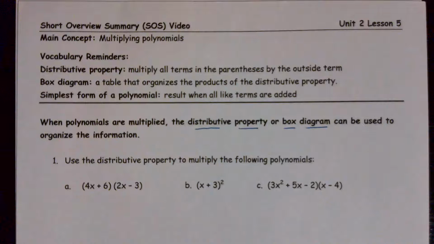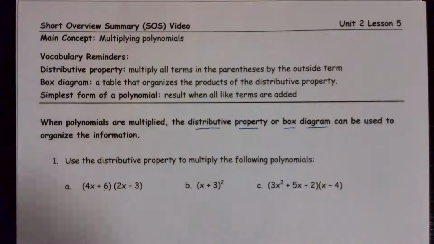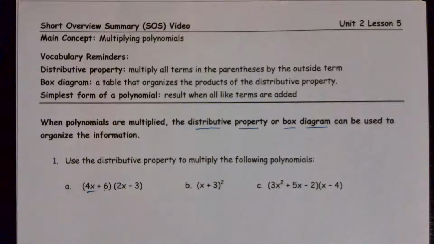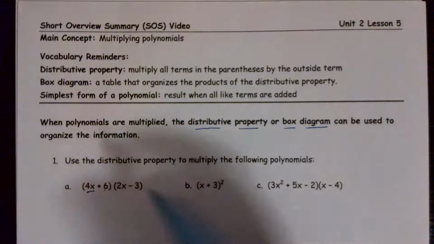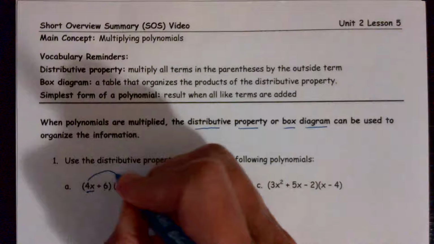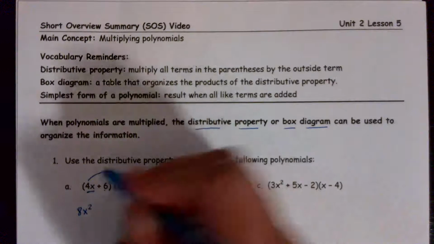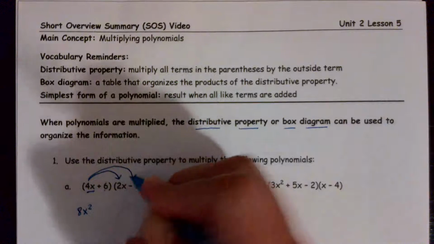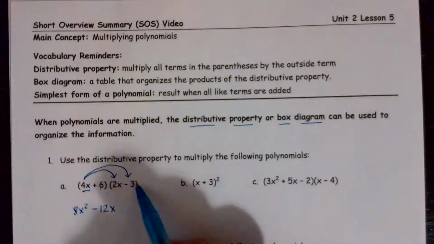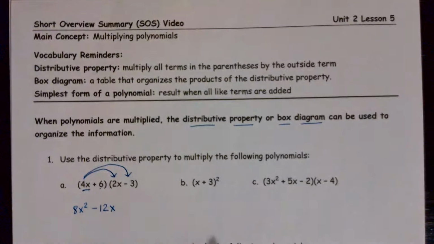Let's work with the distributive property only. I have a binomial times a binomial. So I'm first going to take 4x, my first term, and everything in the second set of parentheses I need to multiply by 4x. So 4x times 2x is 8x squared, and 4x times a negative 3 is a negative 12x. There are no more terms left here that I can multiply by 4x.